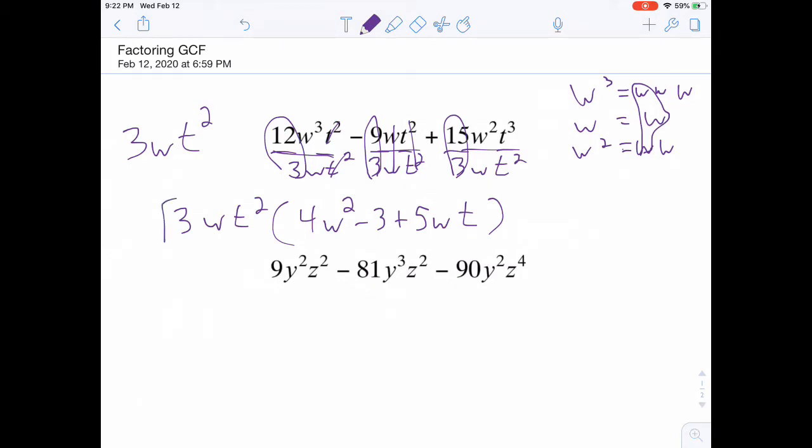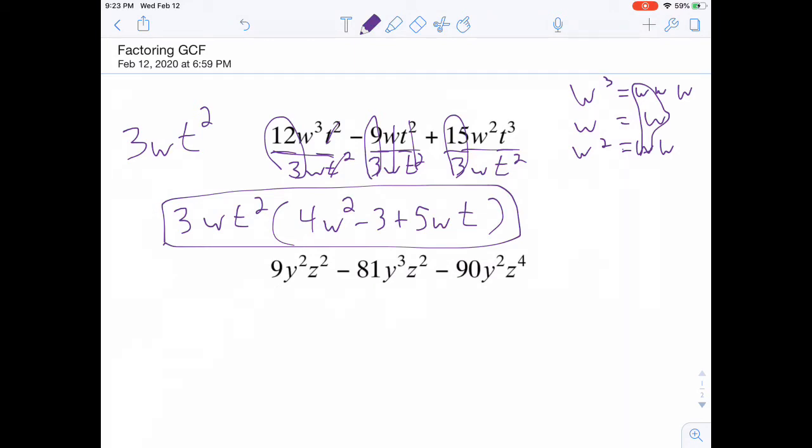Leaving my final answer right here: 3w t squared, and then in parentheses 4w squared minus 3 plus 5wt. I would check my answer by distributing out my GCF.